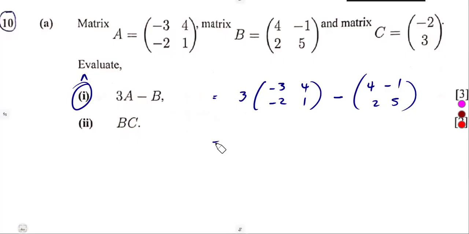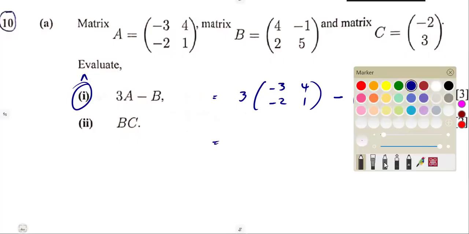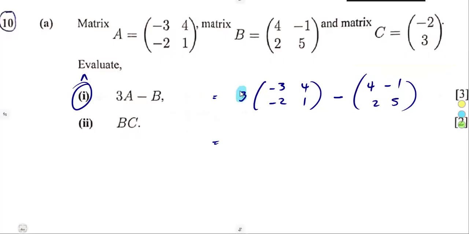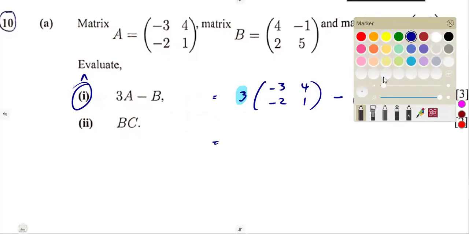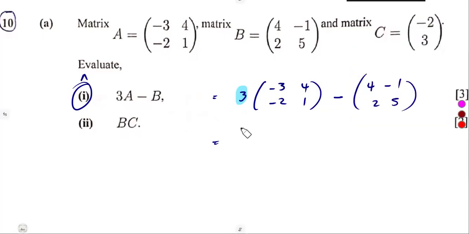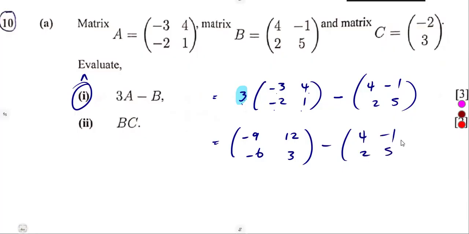Remember, we have got what? A scalar, which is 3. So with the scalar, we are supposed to multiply each and every term inside. It is just like an expansion of a bracket where a bracket is given. So 3 times minus 3 was going to be negative 9. 3 and 4, which is 12. 3 and minus 2, negative 6. 3 and 1, which is 3. Then we subtract 4, minus 1, 2, 5.